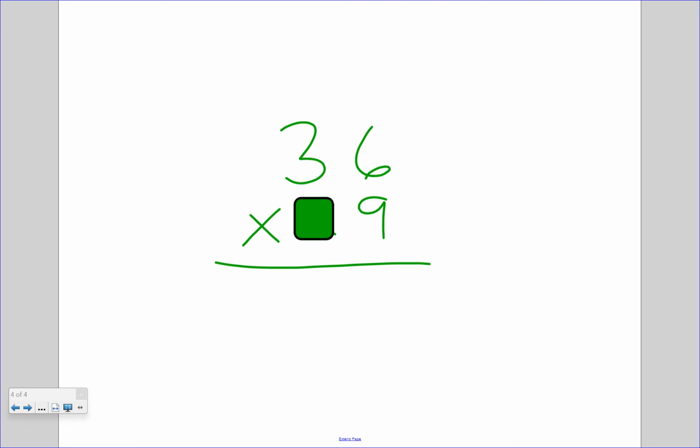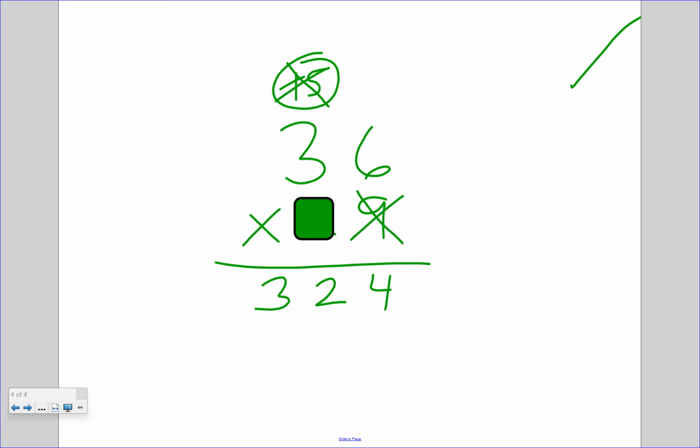And so 9 times 6 is 54. Carry the 5. 9 times 3 is 27, plus 5 is 32. Done. Step 1, check. Step 2, X's and O's. X out what we're done with, above the equal sign. O beneath the equal sign. Check.